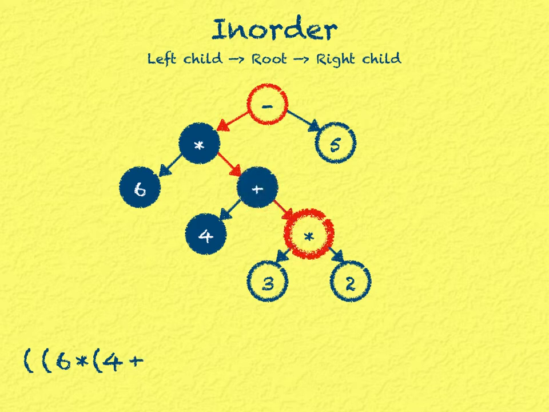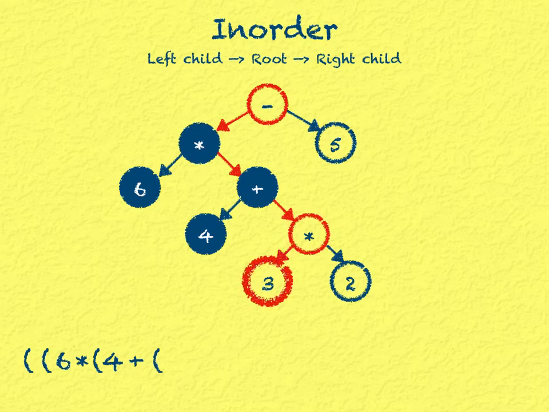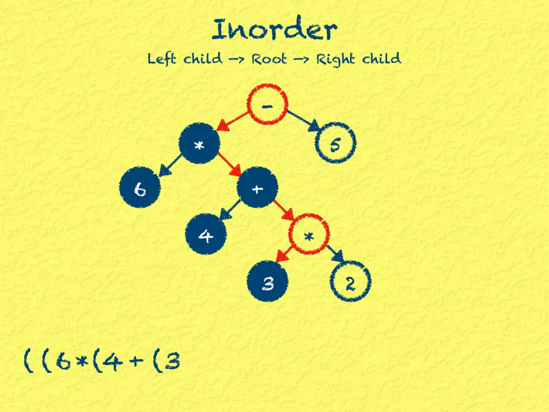Now we're at multiplication. Multiplication is a new operator, so we're going to insert another set of open parentheses. I go left to 3. 3 is a leaf, so 3 gets visited. I come back up to multiplication. Multiplication is the root, so multiplication gets visited. I come down to 2. 2 is a leaf. 2 gets visited.